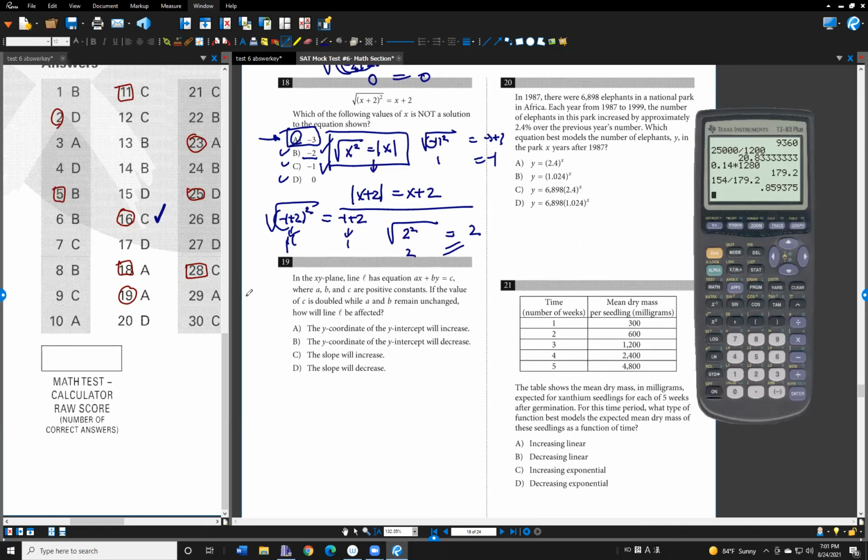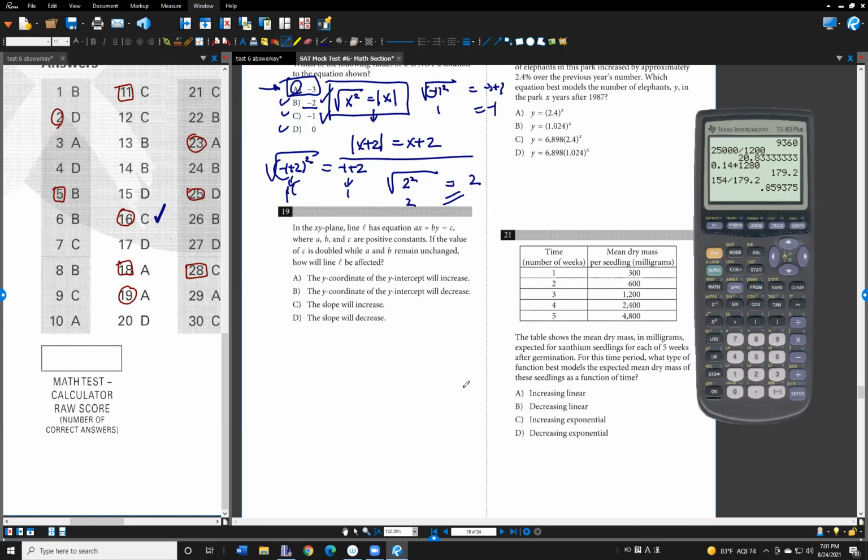Number 19. Okay, we have ax plus by equals c. But this time, a, b, c are constants. Positive constants, right? a, b, c are positive constants. If the value of c is doubled, and a and b remain the same, so ax plus by equals c, the other one is ax plus by equals 2c. What is this? a over a, b over b, they are equal, right? That means these lines are parallel. They have different y-intercepts. What does that mean? It looks like this way, right?